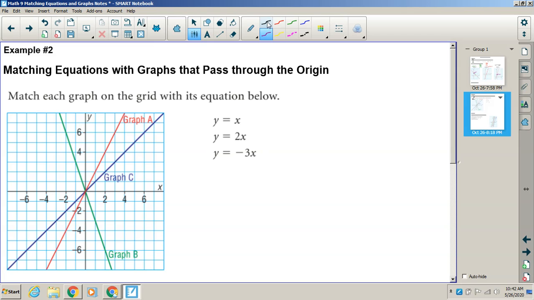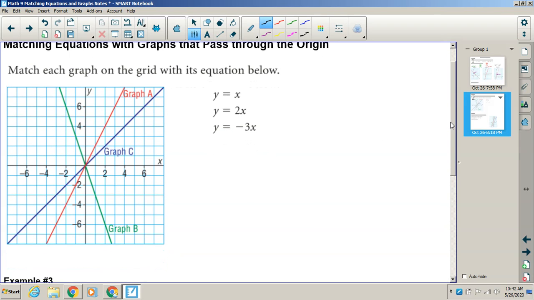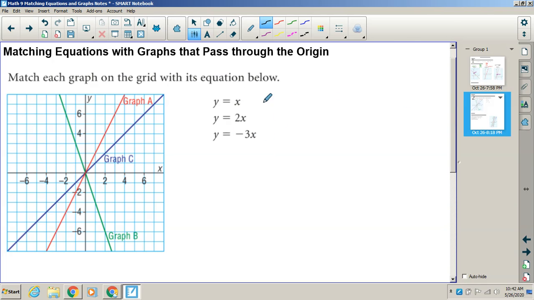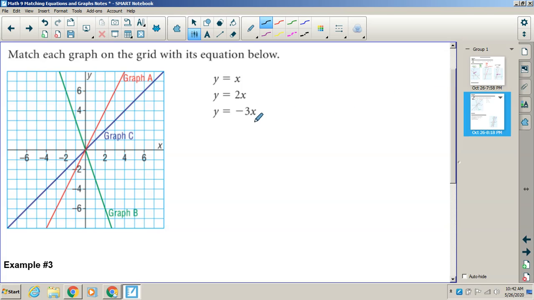Let's have a look at this next example. And we are, again, matching equations and graphs. Here's 3 equations. Here's 3 lines. There's graph A, which is the red one. Graph B is the green. Graph C looks like blue to me. So what I need to do is figure out which of these lines belong to which equation.